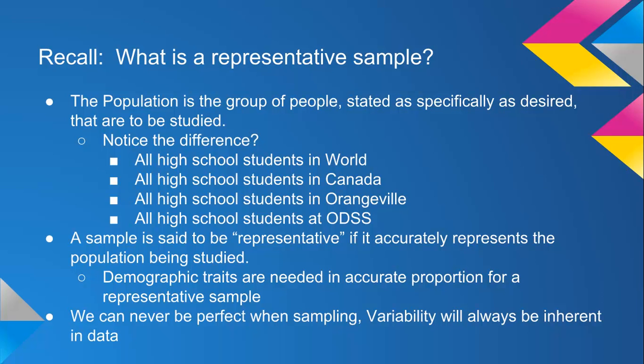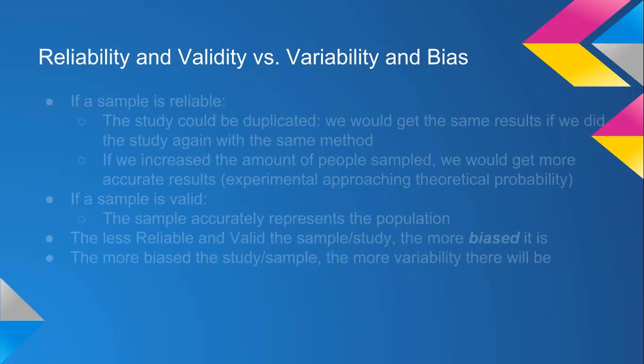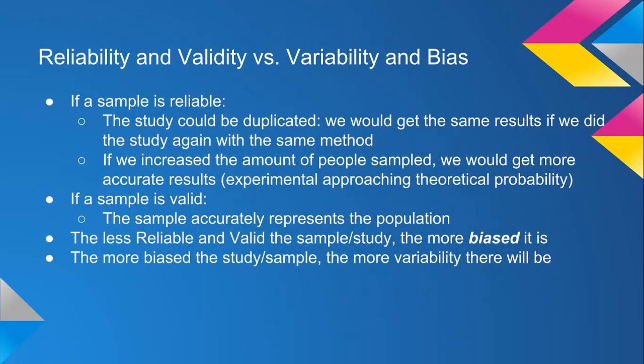So one study is always going to be slightly different than another study, although we want to reduce that. Remember validity and reliability versus variability and bias. If a sample is reliable, the study could be duplicated. We'd get the same results if we did the study again with the same method. That's a definition that we want to know. If we increase the amount of people sampled, we'd get more accurate results. It's really the same idea as your experimental probability approaching theoretical probability, that law of large numbers.